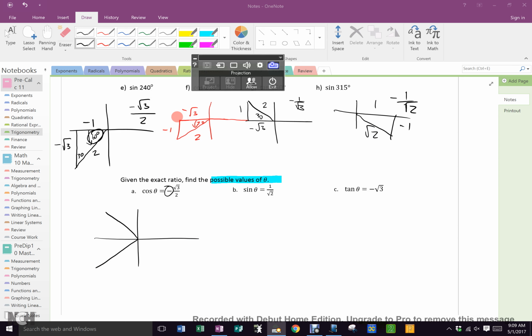The hypotenuse has to be 2, which has to be positive, which means the adjacent must be my negative root 3, correct? So what's the only thing left? 1. 1 has to be across from what angle? 1 is the smallest, so it has to be across from what? 30, 60, or 90? 30. So that makes that 30 and that 30, correct?